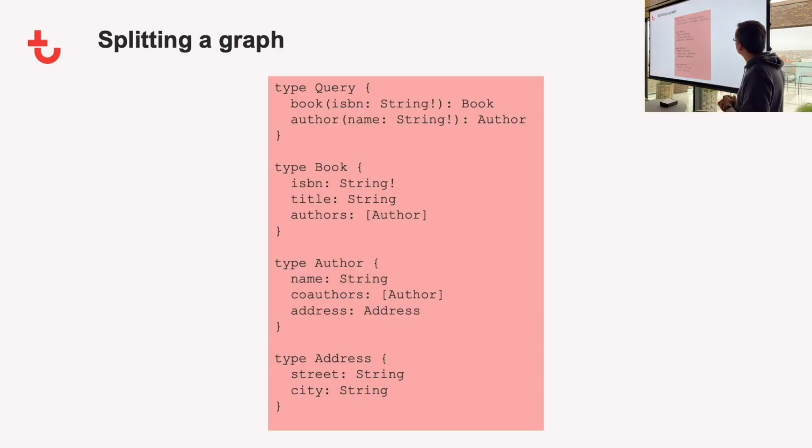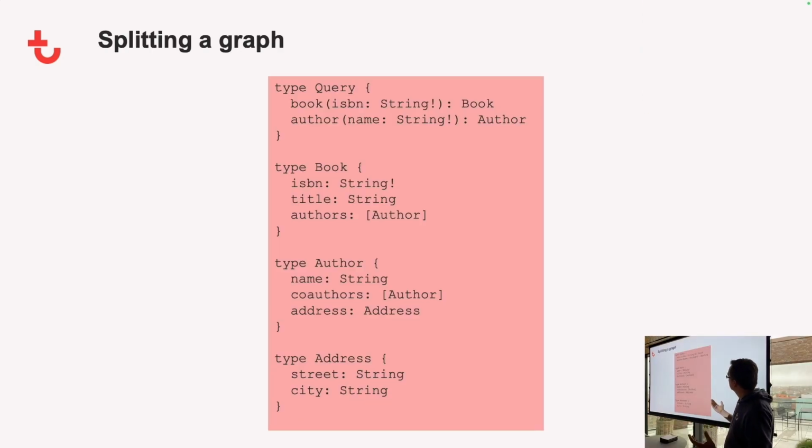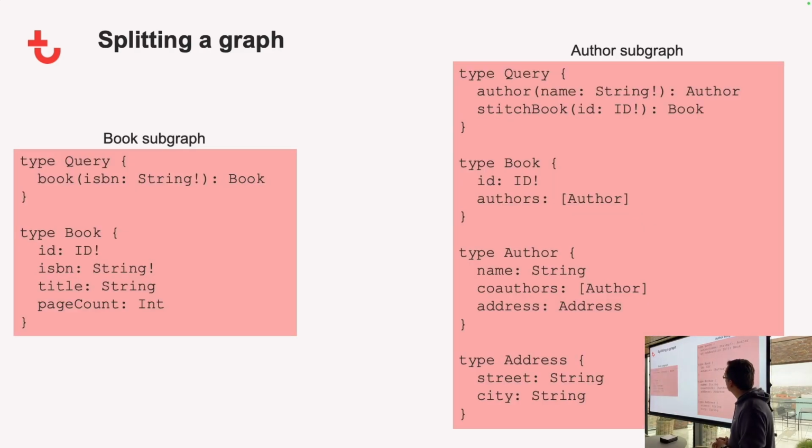Just to get back to my book author example, one way to split up this graph would be to say, now there is a book subgraph. It's very simple. It has one book query and it has a book type with some properties on it. There's nothing about the author of the book because that is in the author domain. It will just have information about the book. That will be super simple to implement.